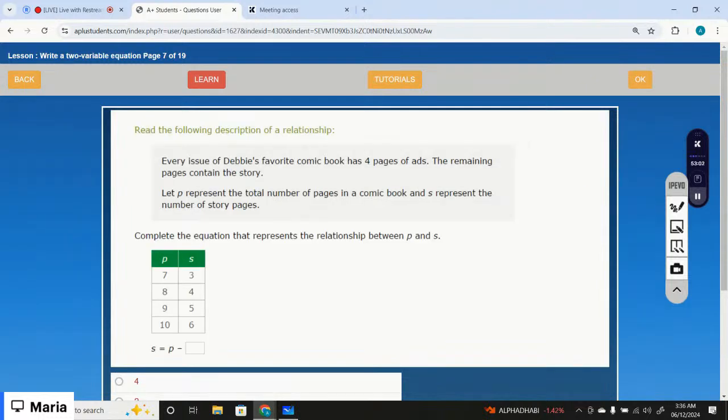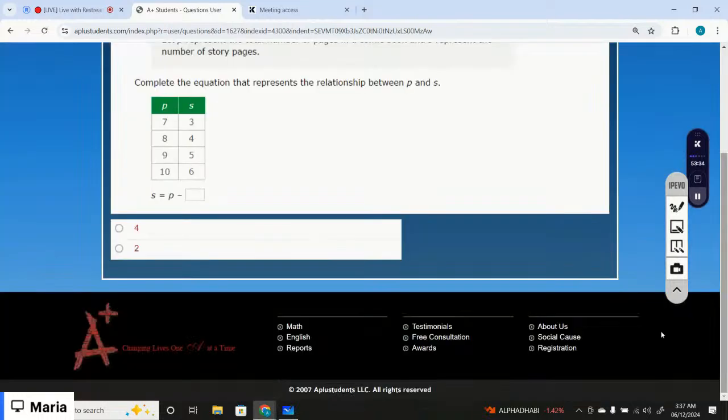Complete the equation that represents the relationship between P and S. So which is the correct option? That is S equals P minus 4. Option number 1 is the correct option.